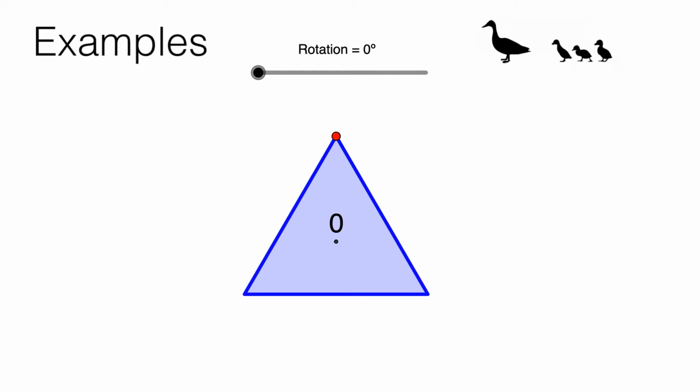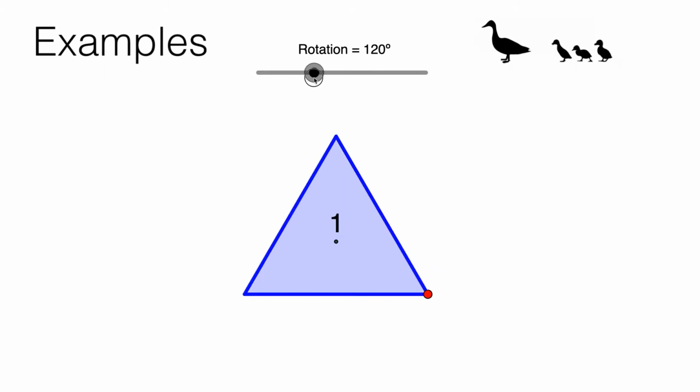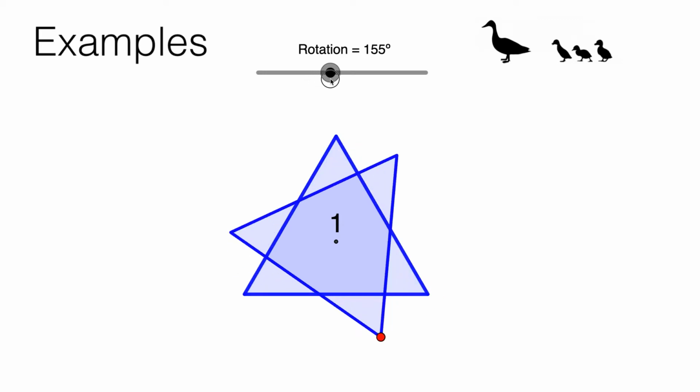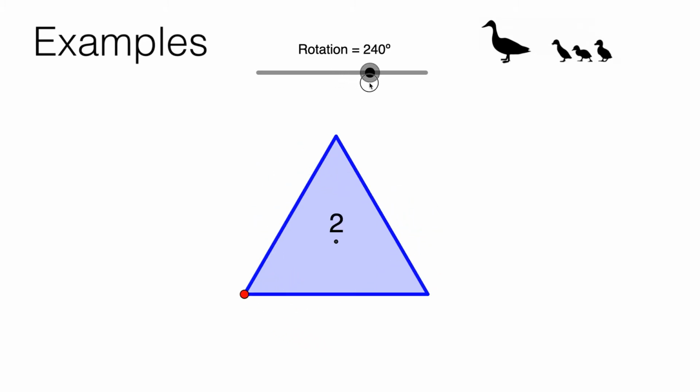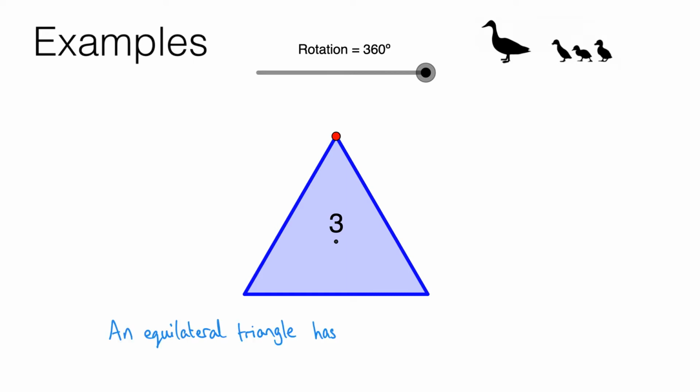Now let's start from zero and count how many times this triangle fits on itself in one full turn. You'll see it's fit on itself once so far, but we haven't completed a full turn yet because that red vertex hasn't got back to the top. Let's continue. This is the second time the triangle has fit on itself. And that is the third time in one full turn that the equilateral triangle has fit on itself. So an equilateral triangle has an order of rotational symmetry of 3.